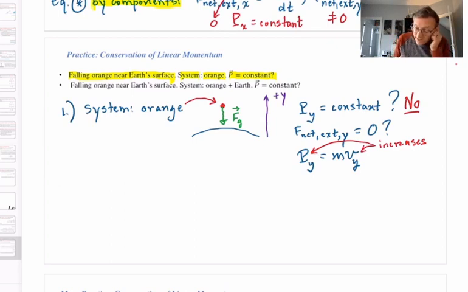Now let's take a slight change to that. Again, the orange is released near Earth, falling orange near Earth's surface. But now let's take the system to be the orange plus the Earth. For that system, is the total linear momentum equal to a constant? Is it conserved? Pause, think, form an answer, and then come back.